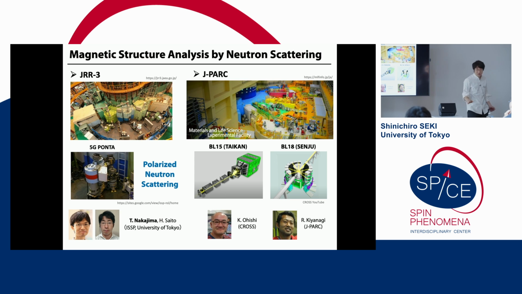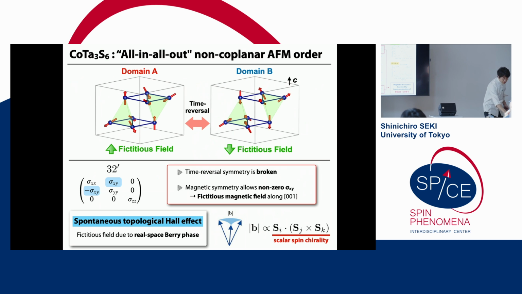polarized neutron scattering experiment. Today I skip the details, but our conclusion is that in this compound, this kind of all-in, all-out type non-coplanar antiferromagnetic order is realized. This magnetic structure is characterized by the magnetic point group 32', and it breaks time-reversal symmetry. The corresponding shape of the electrical conductivity tensor is like this. This magnetic symmetry allows the emergence of a non-zero off-diagonal component in the conductivity tensor, which suggests the emergence of a fictitious magnetic field along the 001 direction. It is very consistent with the experimentally observed selection rule of the spontaneous Hall effect.